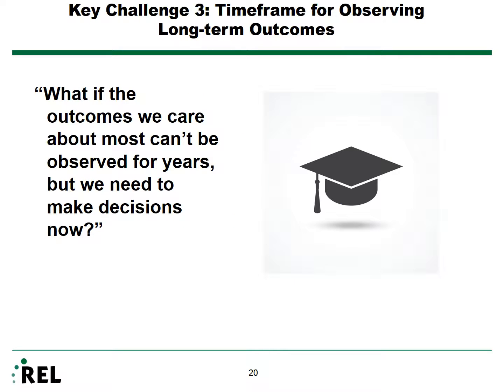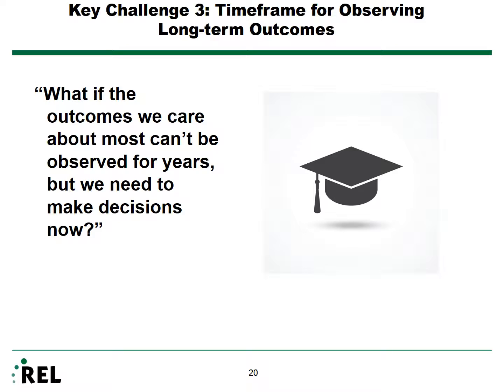A final challenge is balancing the desire to look at long-term outcomes with the pressure on educators to make quick decisions. From high school graduation to college enrollment and persistence to earnings and employment as an adult, many of the outcomes that educators care about most cannot be observed for several years. In the meantime, districts and schools need to make policy decisions quickly.